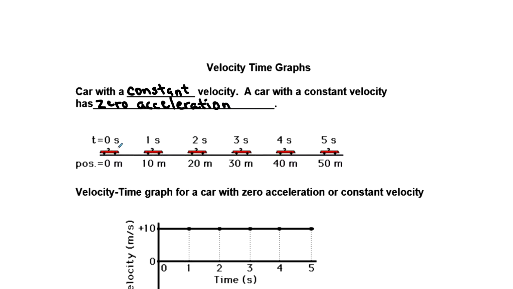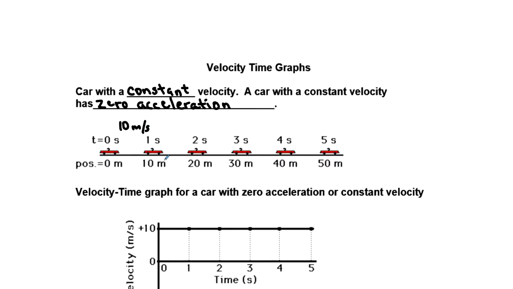Here we've looked at this little image before of this car moving along, and we can tell it's moving at a constant velocity because each second we can see that these little cars are evenly spaced, right? So you can see here in the first second, it covers 10 meters in 1 second. So we would say it's traveling at 10 meters per second.